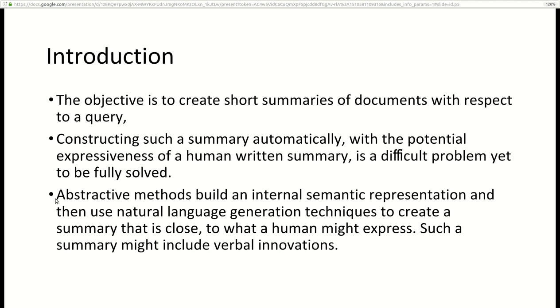Extractive methods work by selecting a subset of existing words, phrases, or sentences in the original text to form the summary. There is no natural language generation involved in it. Rather, abstractive methods build an internal semantic representation and then use natural language generation techniques to create a summary that is closer to what a human might express. Such a summary might include verbal innovations as well.